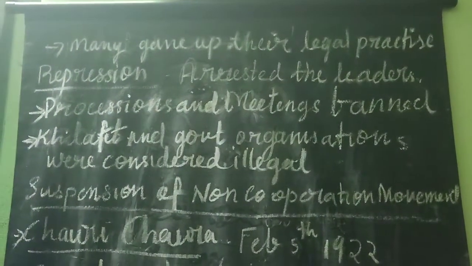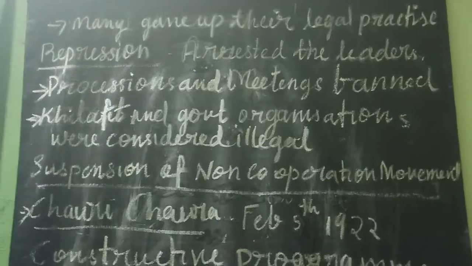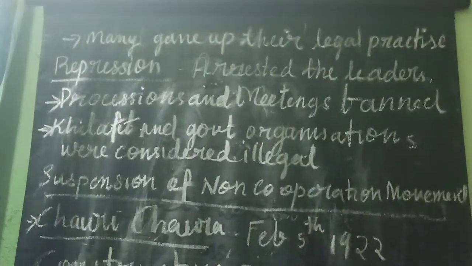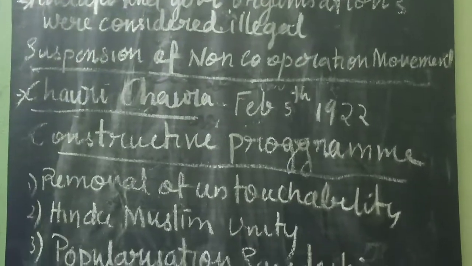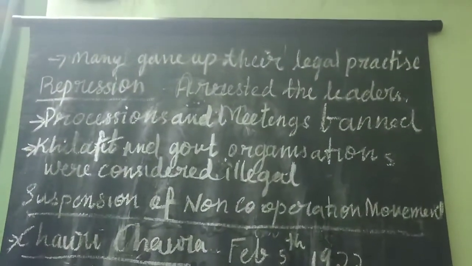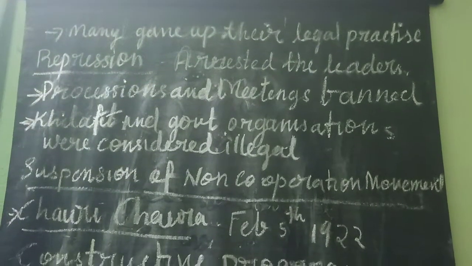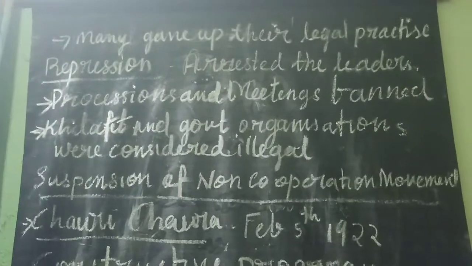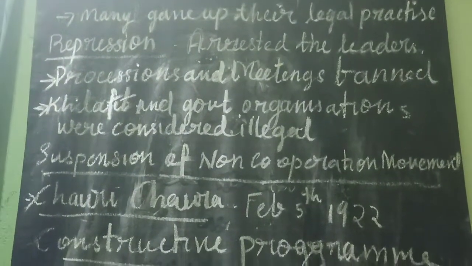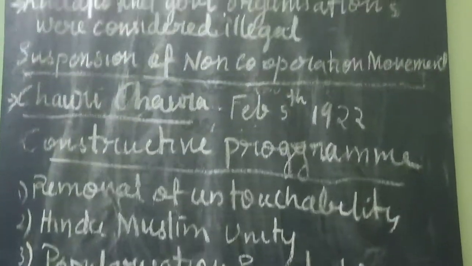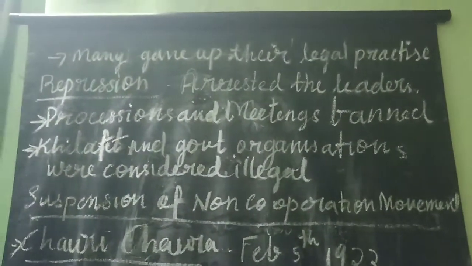Okay. Then what were the repressive measures taken by the government? The government took very severe measures to suppress the movement under Gandhiji's inspiration, because all these activities had taken place under the leadership of Gandhiji. So the government took very severe measures to suppress this movement. All the important leaders except Gandhiji were arrested and sent to jail.